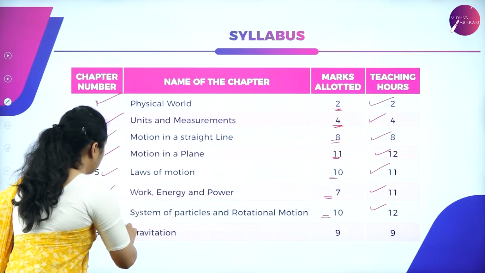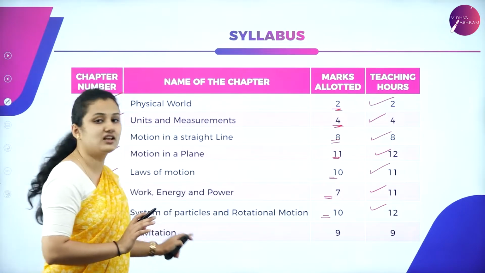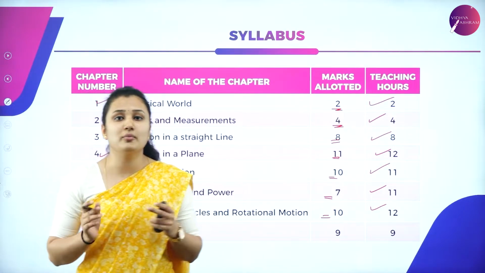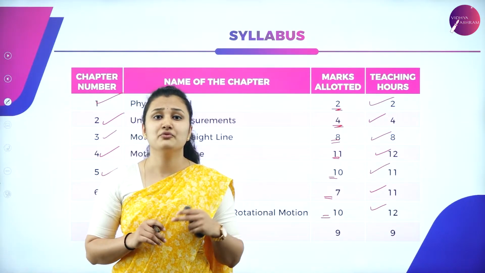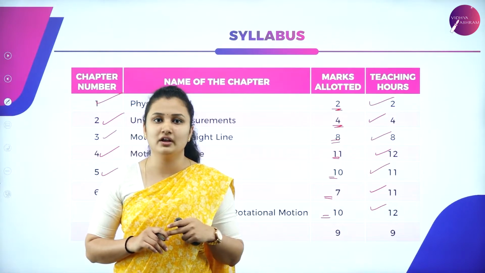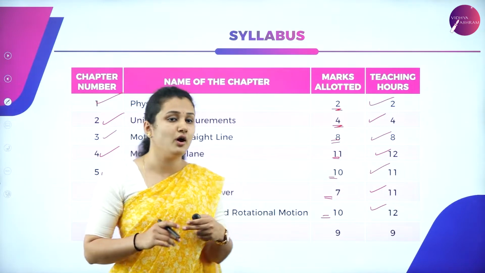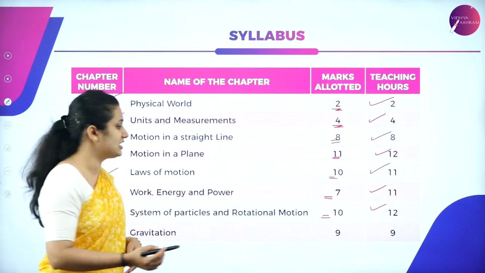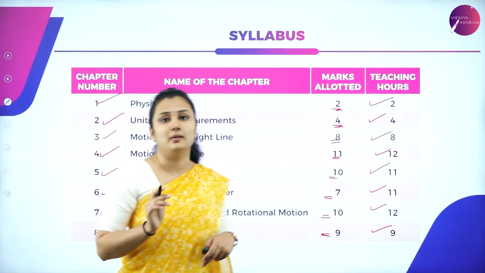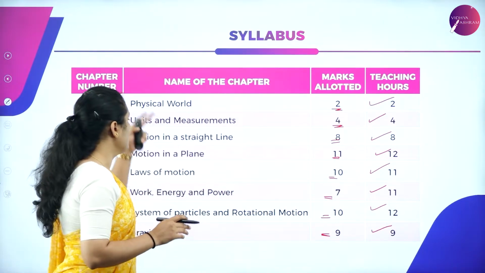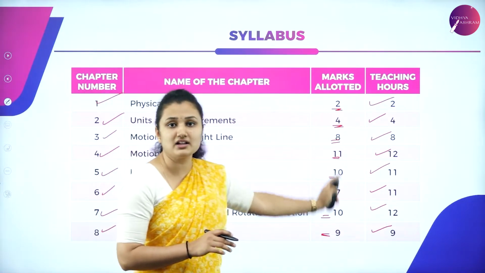And the 8th chapter, that's the last chapter in your part 1 physics textbook, is gravitation. Who doesn't know about gravitation? You're aware of gravity. Here you'll learn one of the famous laws, that is the universal law of gravitation, and also Kepler's laws of planetary motion. All these topics will be covered under gravitation, which has the weightage of 9 marks, and I need 9 sessions to complete this chapter. So your physics part 1 textbook contains 8 chapters.